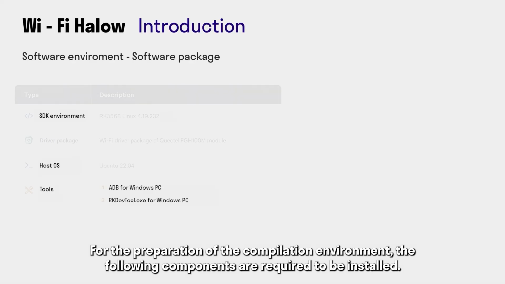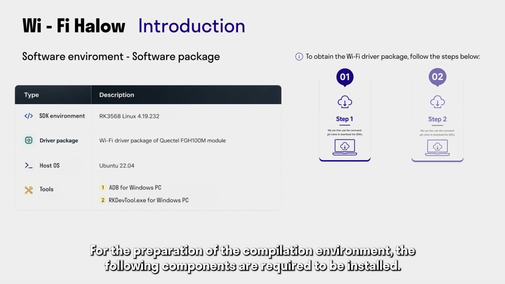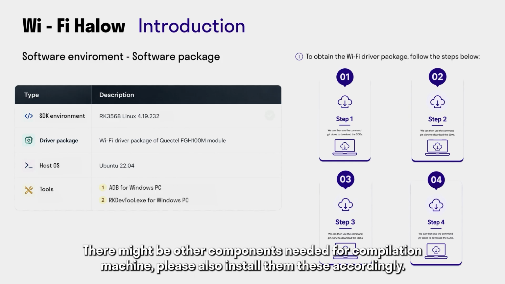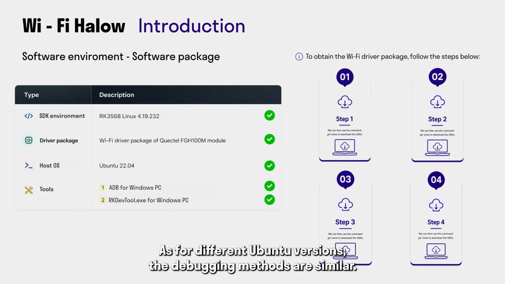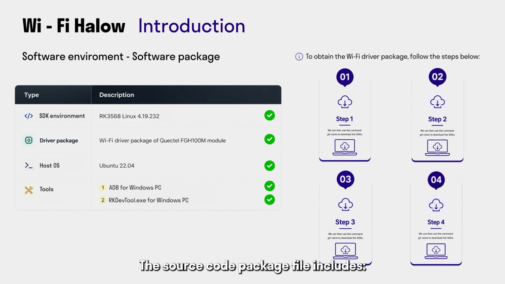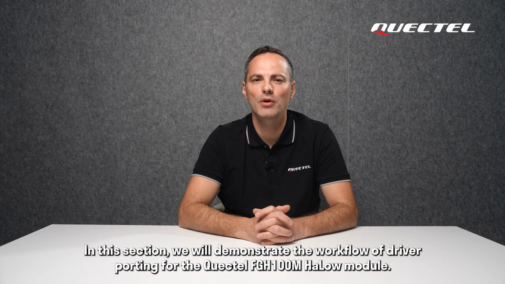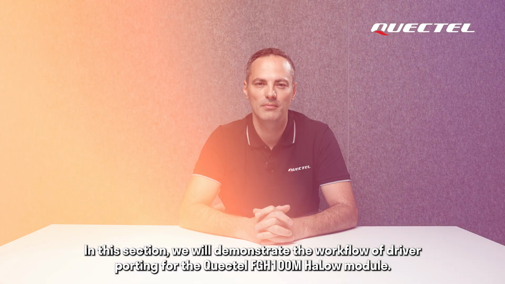For the preparation of the compilation environment, the following components are required to be installed. There might be other components needed for the compilation machine. Please also install these accordingly. As for different Ubuntu versions, the debugging methods are similar. The source code package file includes driver /firmware /hostapd /wpa_supplicant /morsectrl. In this section, we will demonstrate the workflow of the driver porting for the Quectel FGH100M HaLow module.